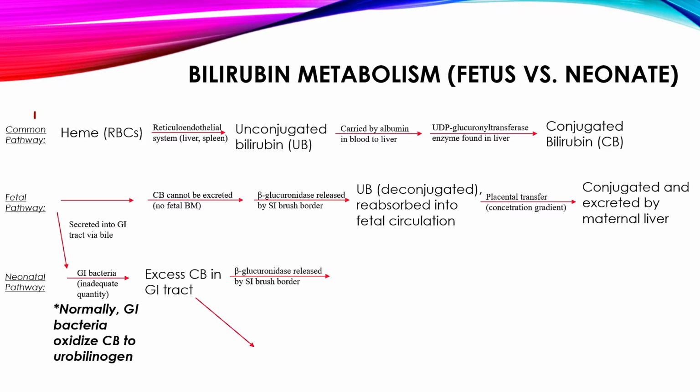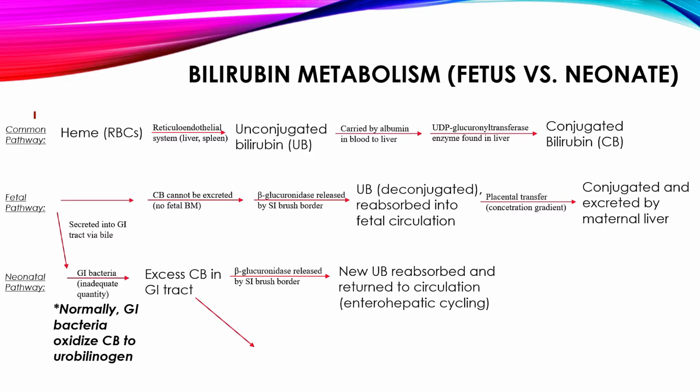The first is just like before in the fetal pathway, it gets broken down by beta-glucuronidase back into unconjugated bilirubin, and that's reabsorbed into the circulation, and that's called enterohepatic cycling. It goes from the intestine back to the liver through the portal circulation, so you never lost the unconjugated bilirubin.